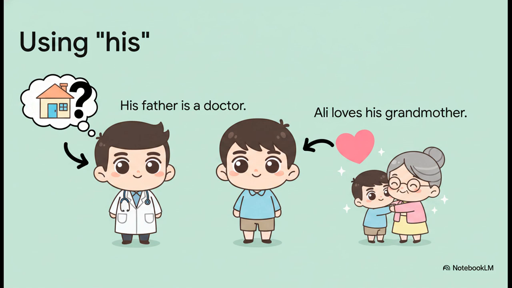Next up is his. Now, listen closely. His is only for a male, a man or a boy. We use it to talk about something connected to him. For example, his father is a doctor. Or if we're talking about our friend Ollie, we could say, Ollie loves his grandmother.